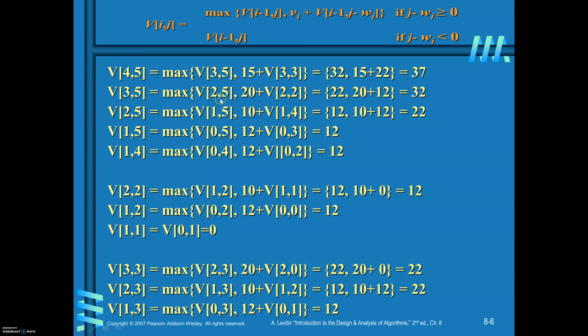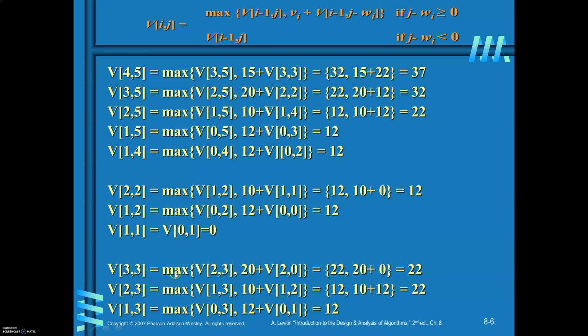V35 can be found like this. So maximum of V25, already we found the value, it is equal to 22, and 20 plus V2 comma 2 is 12. So maximum of these two values is 32. Now you are required to find out what is V3 comma 3. V3 comma 3 is nothing but V2 comma 3, or 20 plus V2 comma J minus 3, because the weight of the third item is 3. So that is 3 minus 3, which is 0.